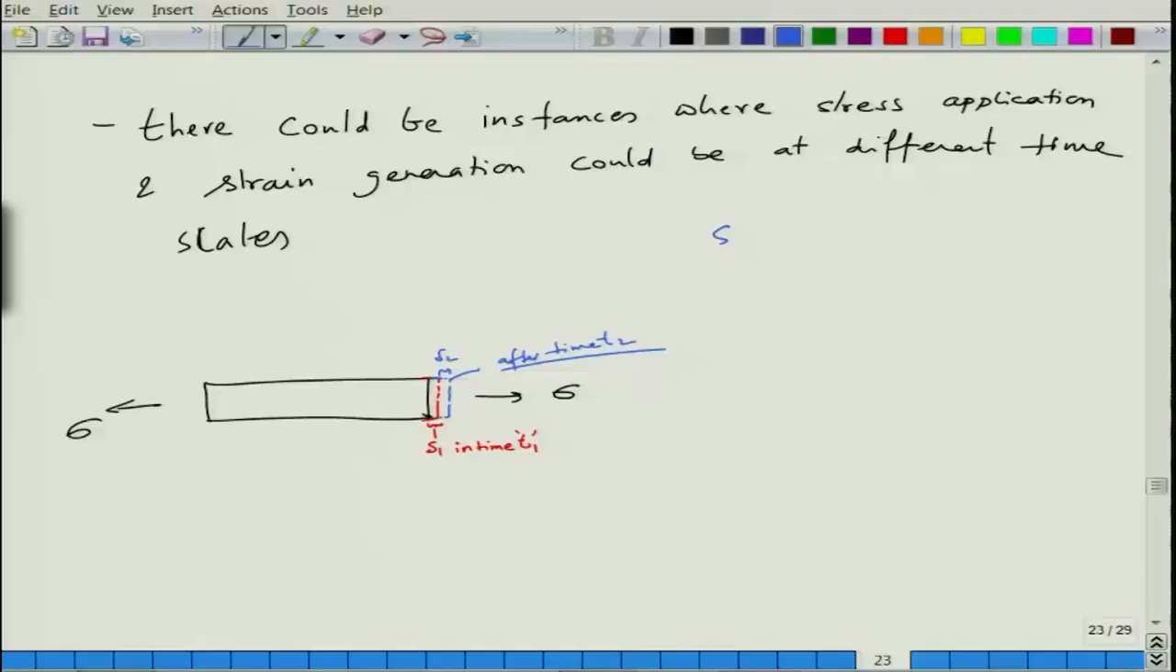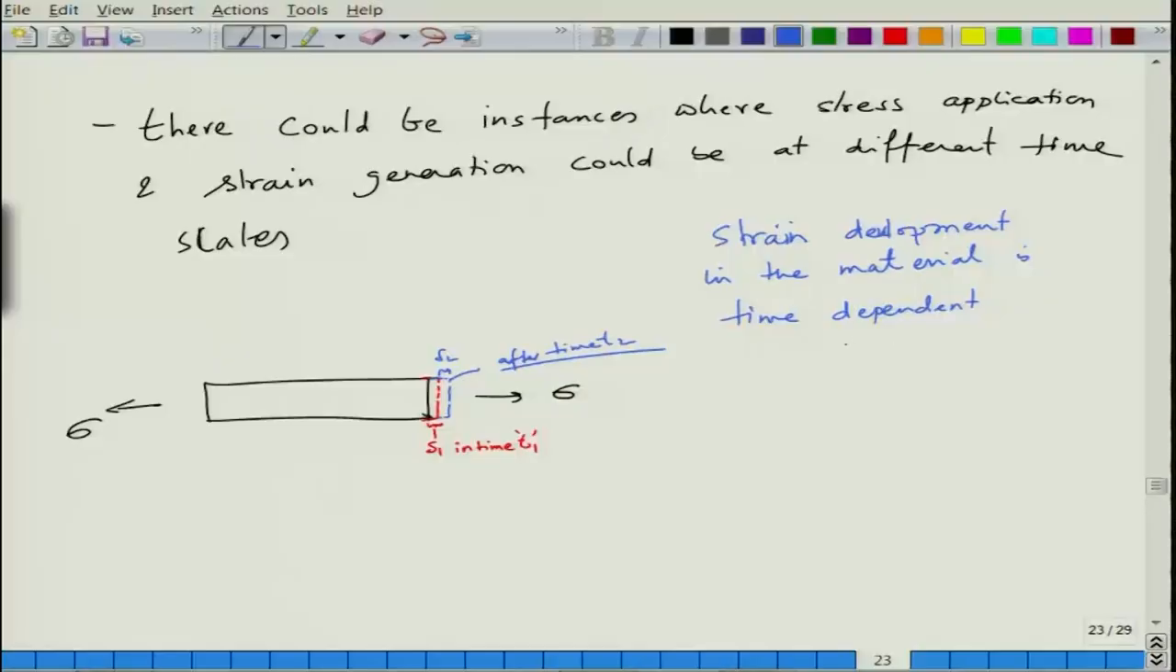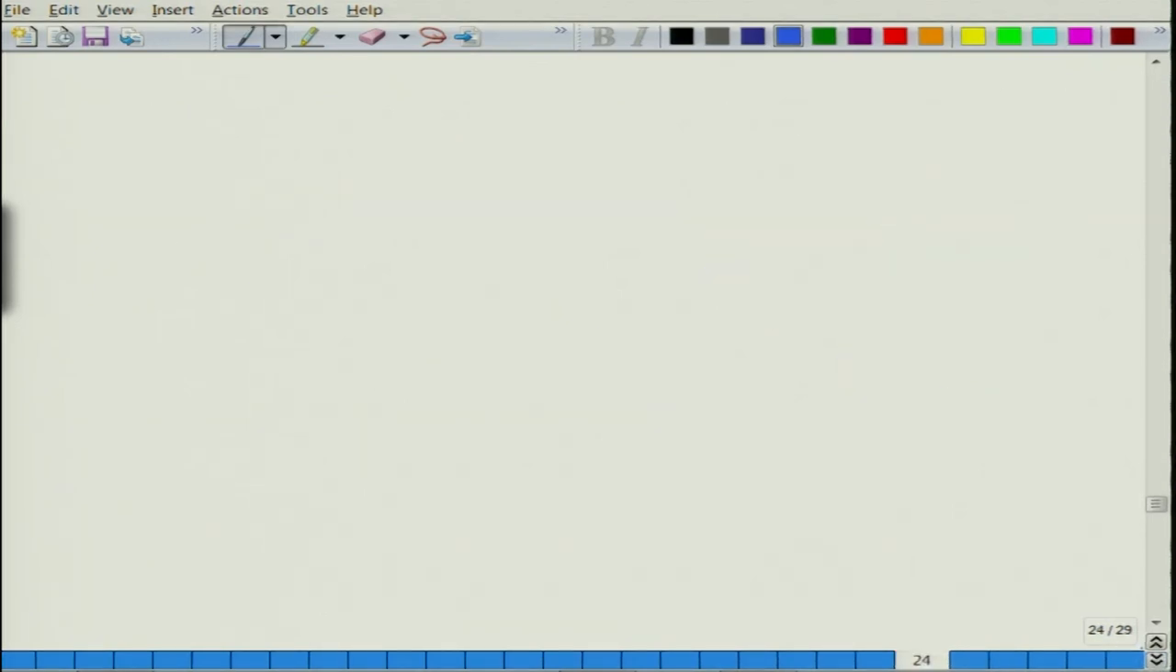So essentially what we are saying is that the strain development in the material is time dependent. If you apply stress very fast, it doesn't develop to the maximum value, and if you immediately release the load, you don't achieve the full strain. So basically strain development in the material is time dependent, and this is called anelastic behavior. Okay, so we will see what it is in a little more detail in the next few minutes.